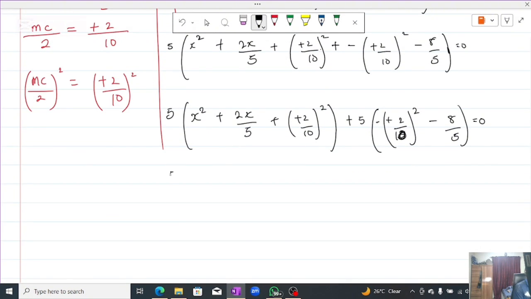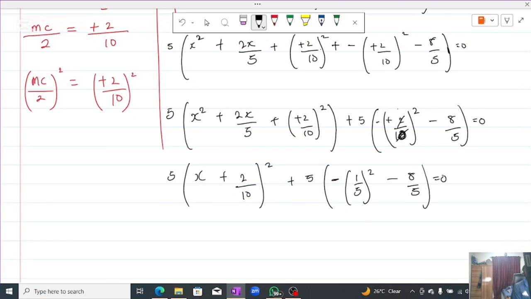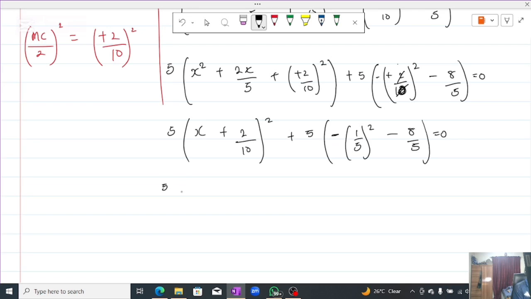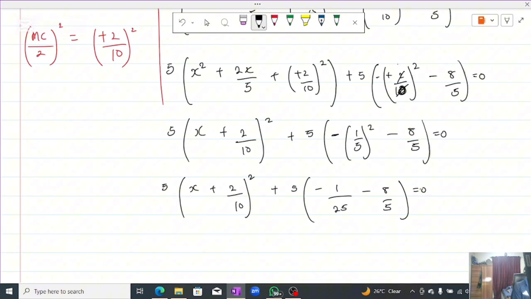So what is the next thing? I want to complete the square of this. That will be (x + 2/10)² plus 5 in bracket of minus, this can cancel this now. I have (1/5)² - 8/5 = 0. So I have 5(x + 2/10)² + 5 in bracket of -1/25 - 8/5 = 0.